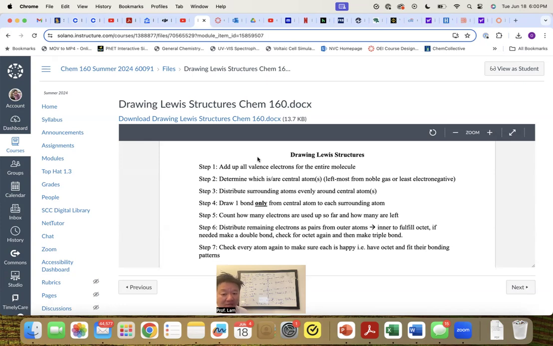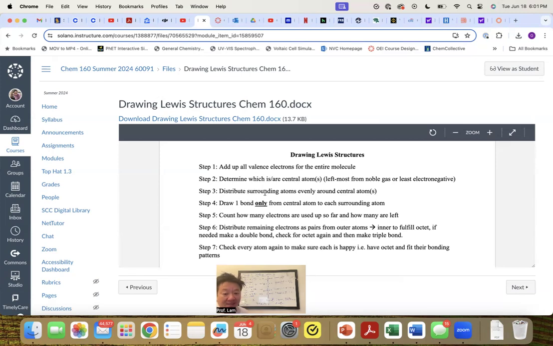But the best way to do that is to pick the atom. The central atom should be the leftmost from the noble gas or the least electronegative atom, right? So leftmost from the noble gas, with the exception of hydrogen, because hydrogen is very far to the left of the noble gas, but hydrogen only has 1 valence electron, right? So that means hydrogen can only ever make 1 bond. It can't make more than 1 bond. So it can never be the central atom, okay? So don't even try to put hydrogen as the central atom. You're going to pick the leftmost from the noble gas, okay?